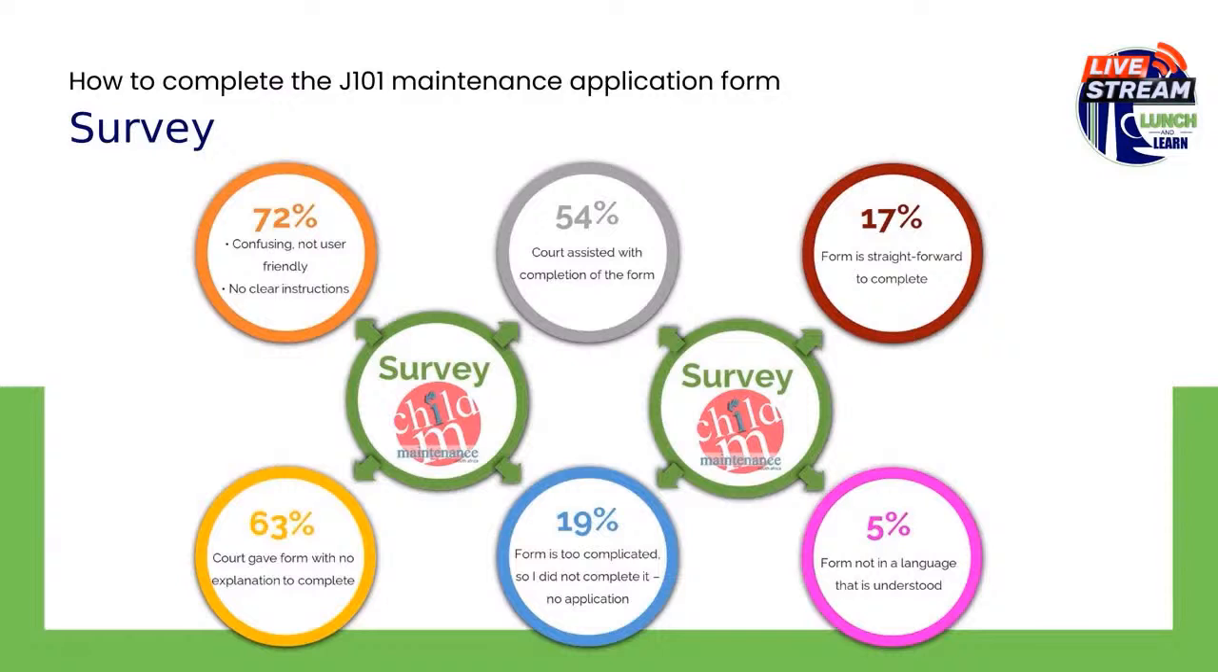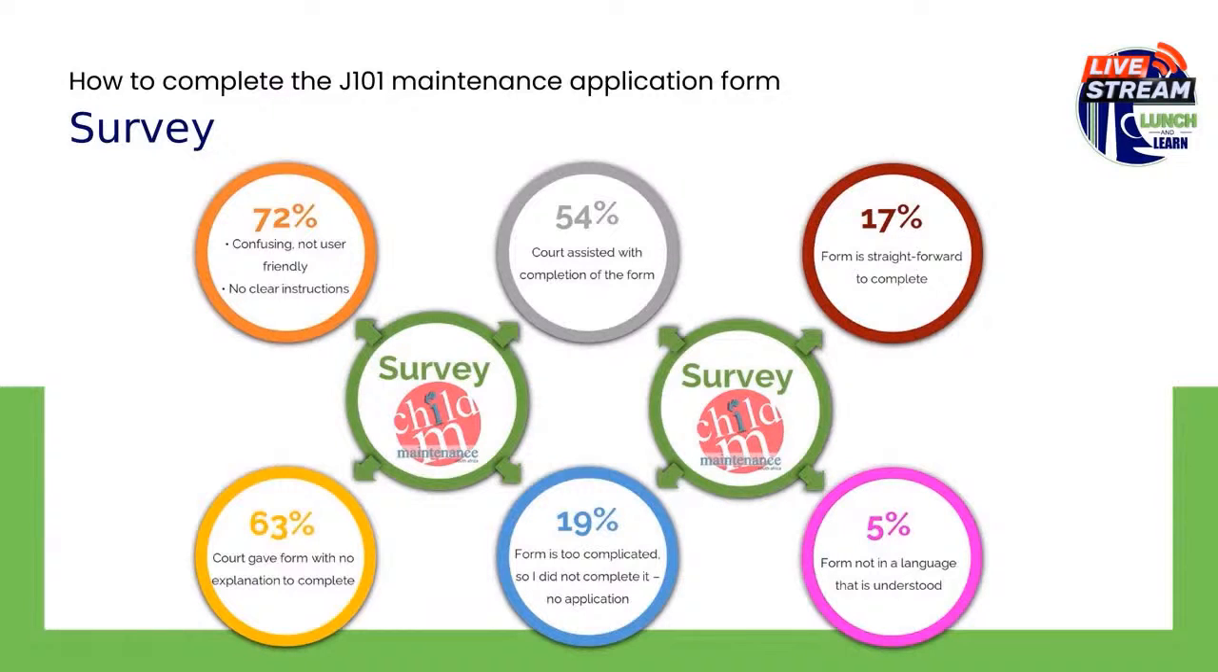So if you look at the stats, 72%, and this was done on my Facebook group, and there was quite a number of people that responded, and 72% of the people that responded said that the form, the J101 form, is very much confusing. They found it extremely confusing and absolutely not user-friendly because there were no clear indications or instructions on how to complete that form. 54% of the people that completed the survey said that the court actually assisted them to complete the form. And we'll get to that in a couple of minutes' time. 17% said that the form was straightforward to complete.